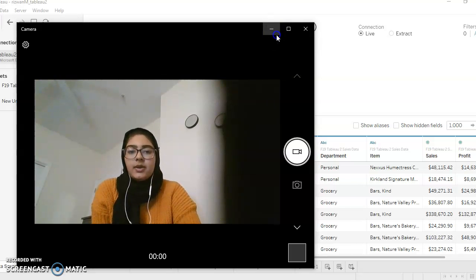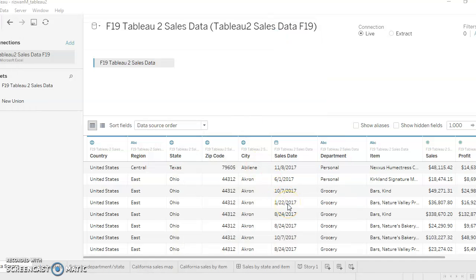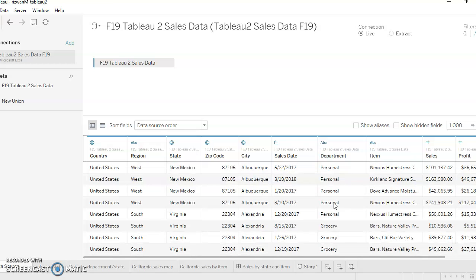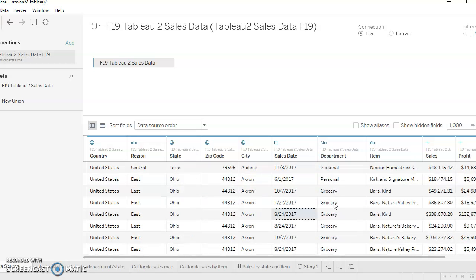So let's get into it. For this project, we had a data set that included a variety of different items ranging from personal items to grocery to paper products and much more. And they were the sales given in each state.